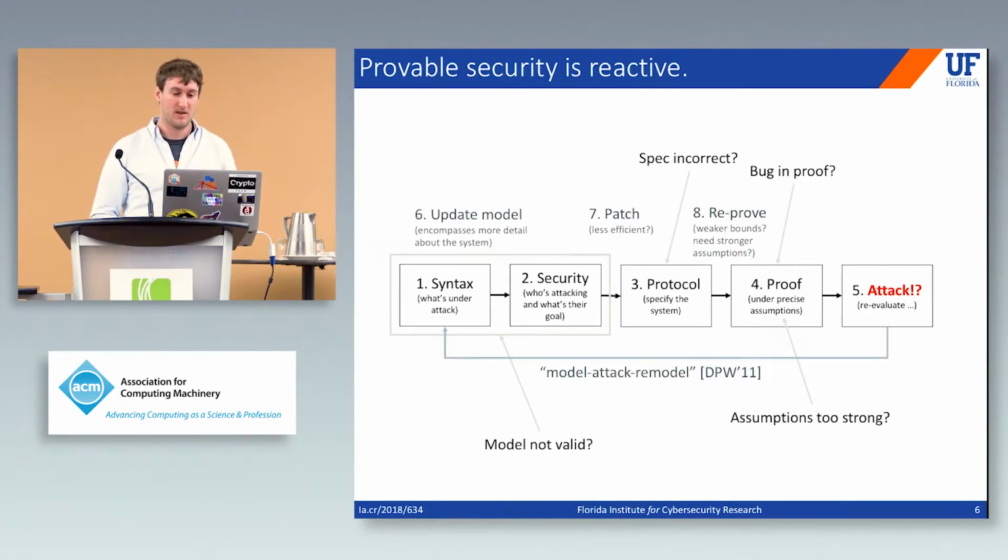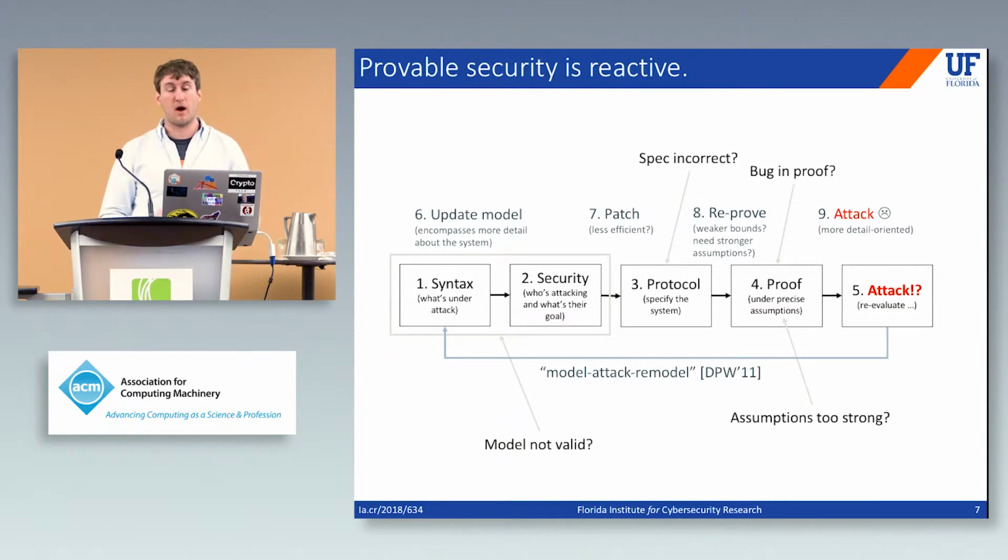You update it. And this leads to what De Gabriel et al. have called the model-attack-remodel cycle. First, a protocol is proven secure in some particular model. Then someone finds an attack. And then the model's updated. The protocol's patched, and a new proof is found. It might be the case that the new protocol is less efficient, or the new proof has weaker security bounds, or requires stronger assumptions. But it's always the case that the new model now encompasses more implementation details about the system.